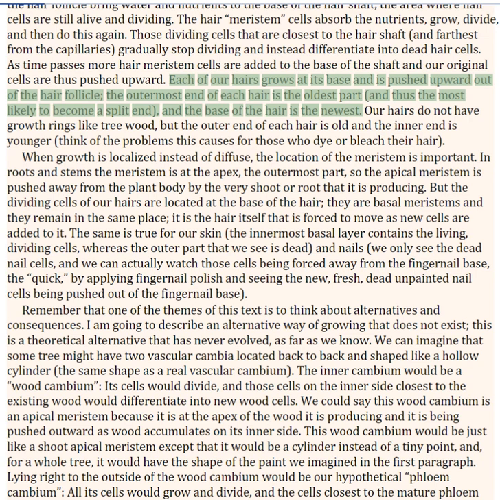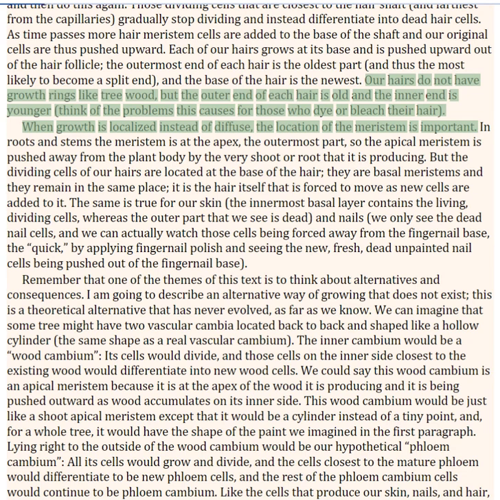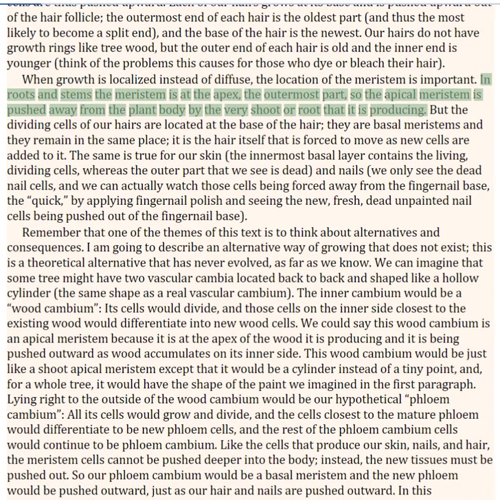The outermost end of each hair is the oldest part, and the base of the hair is the newest. Our hairs do not have growth rings like a tree would, but the outer end of each hair is old and the inner end is younger. When growth is localized instead of diffuse, the location of the meristem is important. In roots and stems, the meristem is at the apex, the outermost part, so the apical meristem is pushed away from the plant body by the very shoot or root that it is producing.